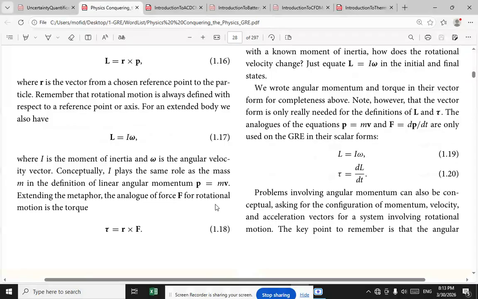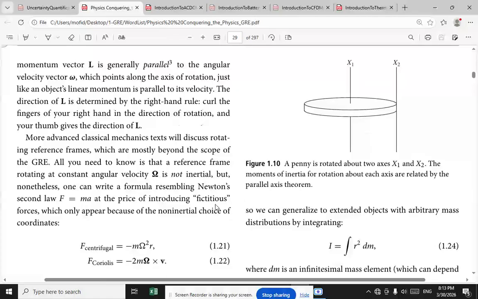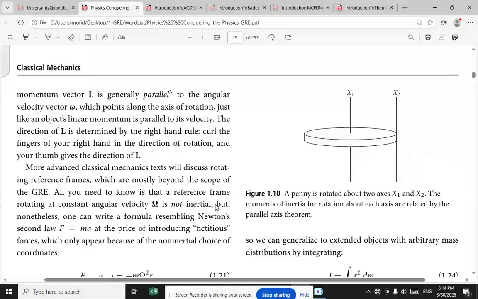Problems involving angular momentum can also be conceptual, asking for the configuration of momentum, velocity, and acceleration vectors for a system involving rotational motion. The key point to remember is that the angular momentum vector L is generally parallel to the angular velocity vector omega, which points along the axis of rotation, just like an object's linear momentum is parallel to its velocity. The direction of L is determined by the right hand rule. Curl the fingers of your right hand in the direction of rotation, and your thumb gives the direction of L.